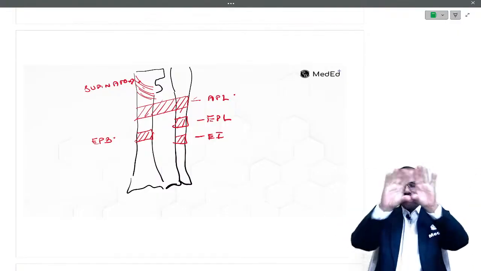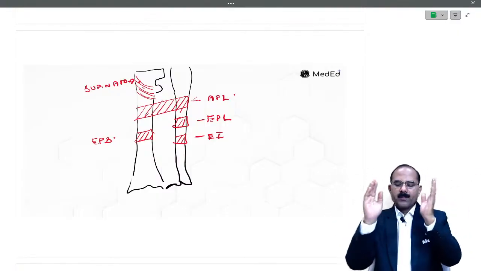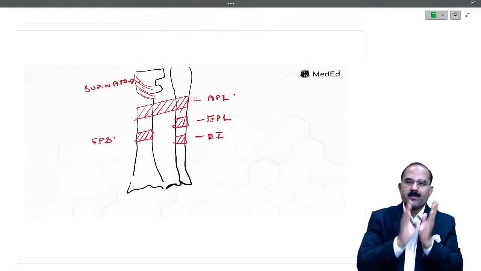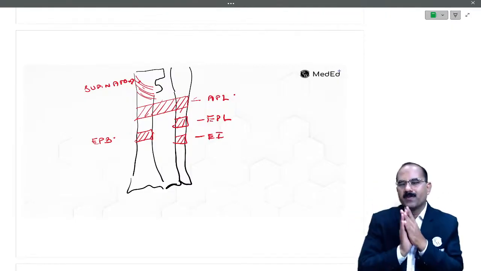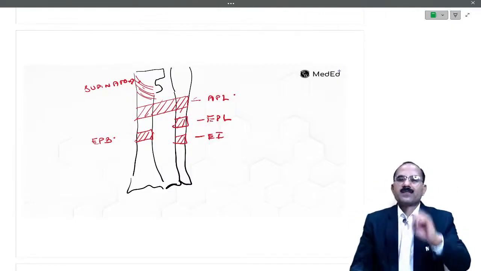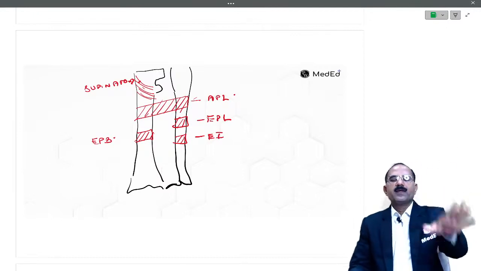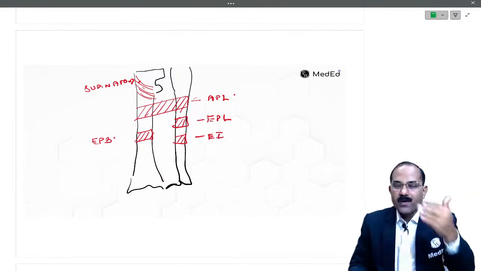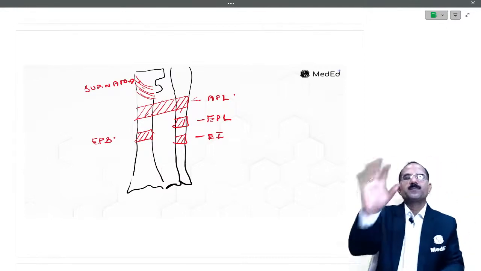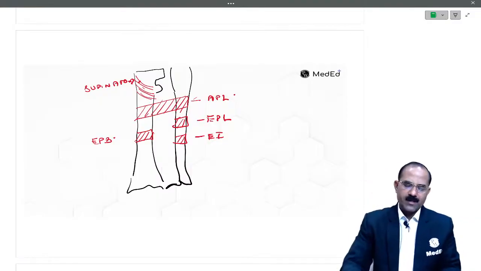A muscle which begins from both radius and ulna, that's the abductor pollicis longus. From the radius, extensor pollicis brevis. From the ulna, extensor pollicis longus. Below it, extensor indicis and the supinator. These are the deep muscles on the back of the forearm. The nerve is the posterior interosseous nerve. That's how you remember this.